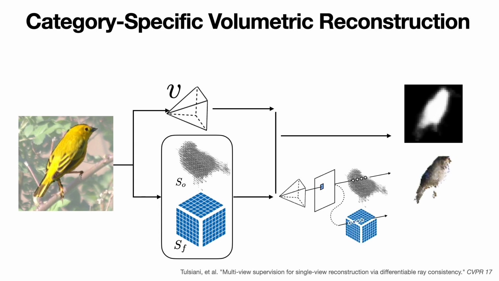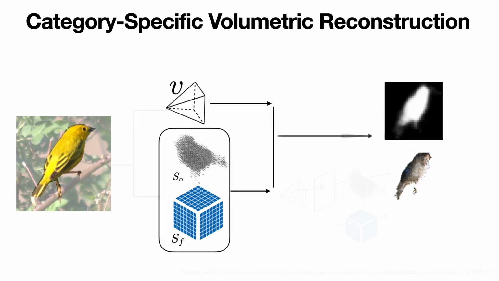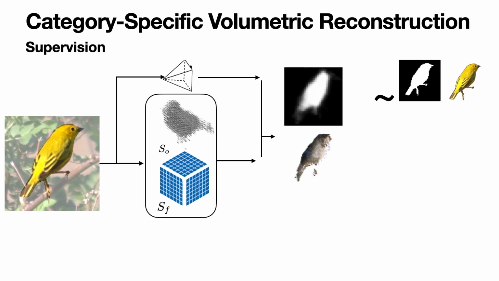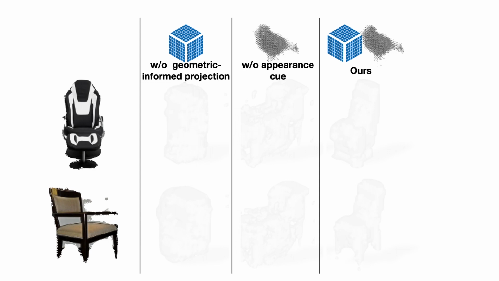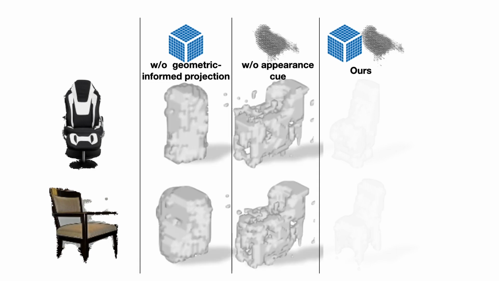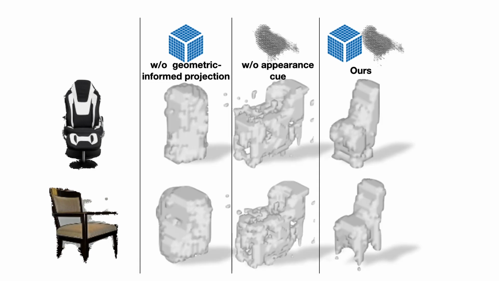The supervision consists of the terms we just mentioned: a reprojection loss where we render from the original view, and an adversarial loss where we render from a novel view. Furthermore, a content loss enforces the network to predict the viewpoint and latent vector that is actually used to synthesize the images. We found that both the geometric-informed render and the appearance cues in the implicit feature are essential in order to capture complicated shapes. Please see our paper for further details.